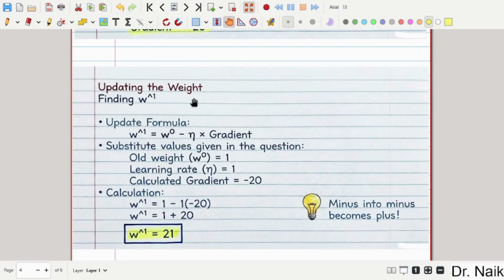So substitute the values in our update formula. W superscript 1 is equal to W superscript 0 minus eta times gradient. Our old weight W superscript 0 is given as 1 and learning rate eta is equal to 1. It is given, and we calculated the gradient as -20. So substitute the values. W superscript 1 is equal to 1 minus 1 times -20, is equal to 1 plus 20. Therefore W superscript 1 is 21.